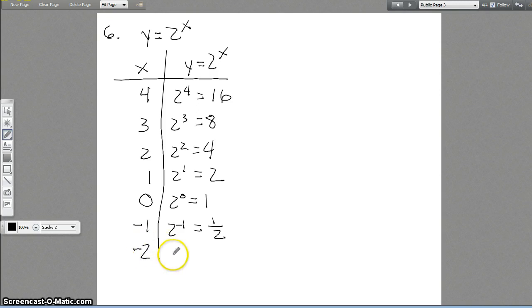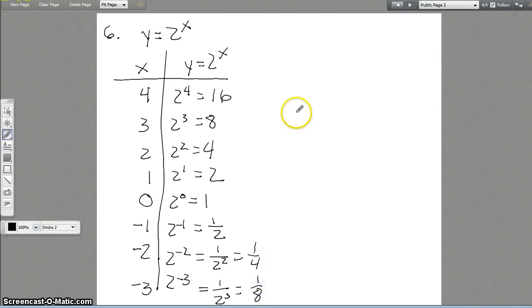When x is negative 2, our y is 2 to the negative 2. That means 1 over 2 squared, which is 1/4. And for negative 3, our y is 2 to the negative 3, which is 1 over 2 to the 3rd, and that is 1/8. Again, this is number 6, which is just like number 11. You don't have to graph it, you just have to complete the table.